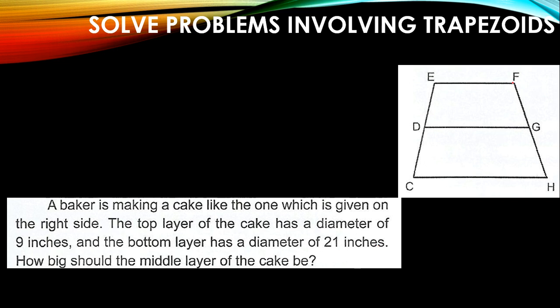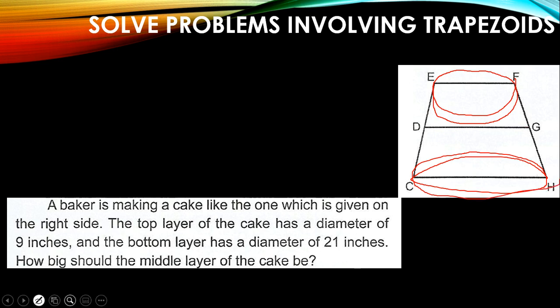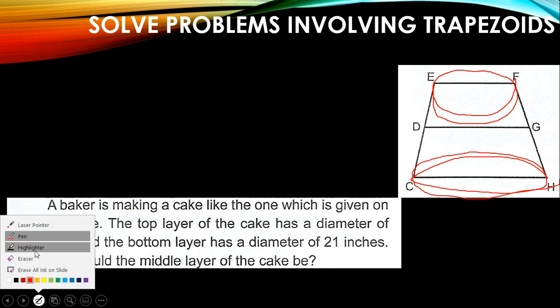So this is drawn as a trapezoid. If you draw a cake, it looks like this. So please forgive my drawing of the cake. So this is the cake at the top. Then the cake at the bottom looks like this. Then what we are looking for is the diameter of the middle, or the diameter of the middle cake.